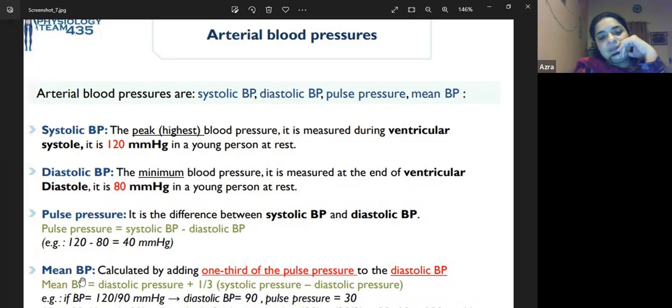Now next is the mean BP. It is calculated by adding one-third of the pulse pressure to the diastolic BP.